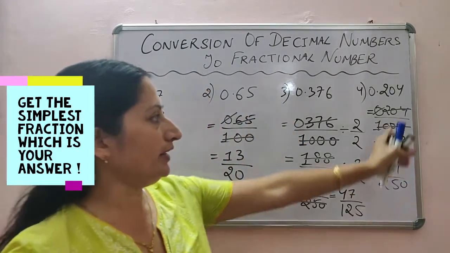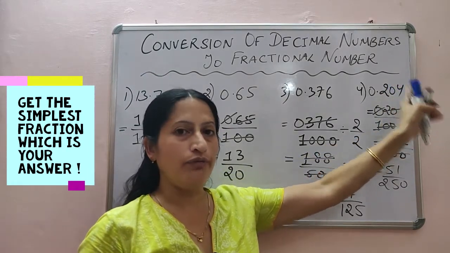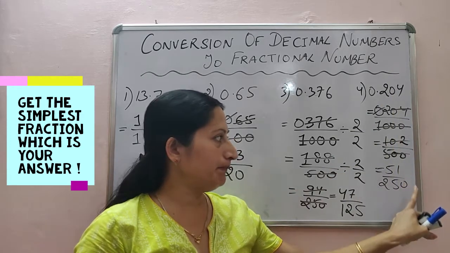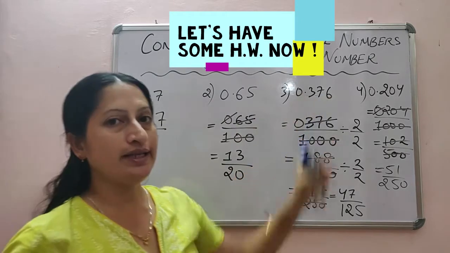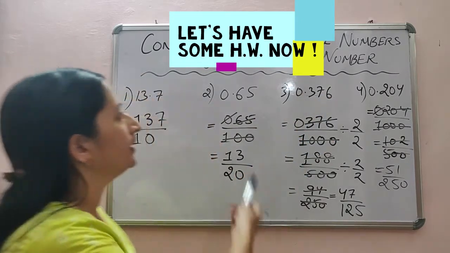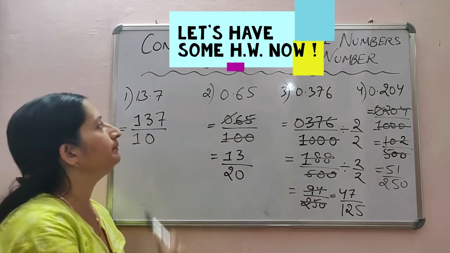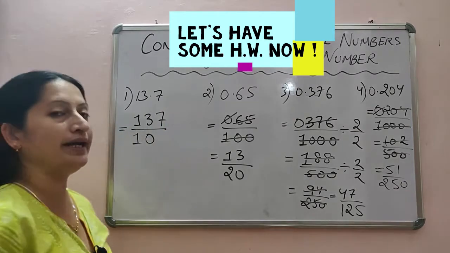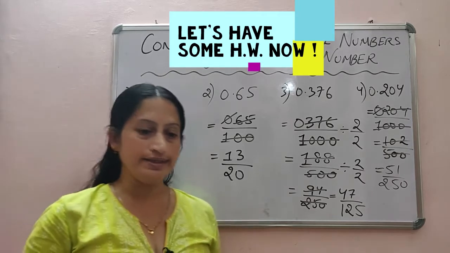So I hope you have understood that we have got 0.204. When we have converted it into fractional form, in the simplest form it is 51 by 250. 0.376 will become 47 by 125. 0.65 has become 13 by 20. 13.7 has become 137 by 10. So I hope today's things are clear to you.